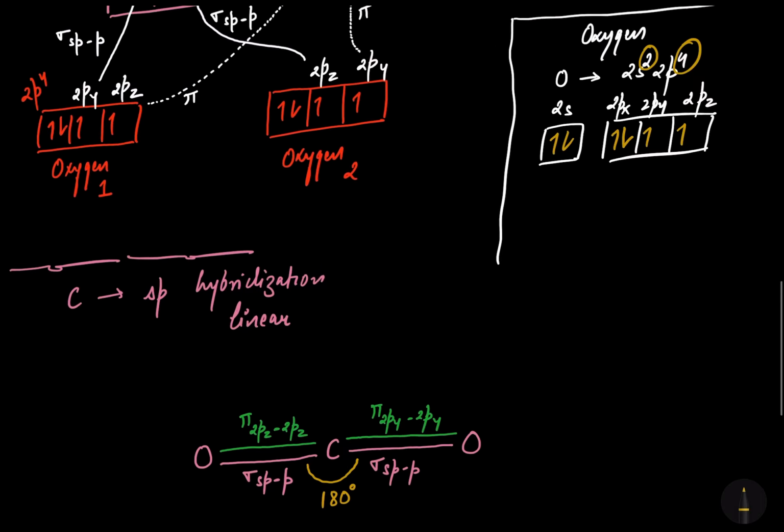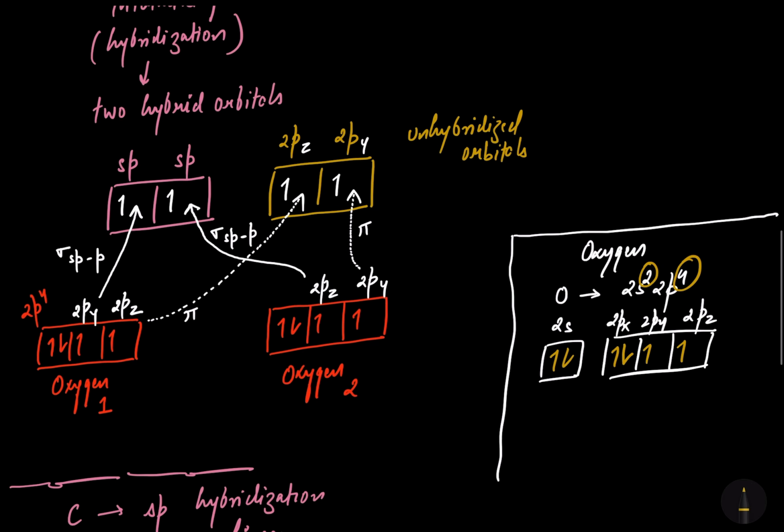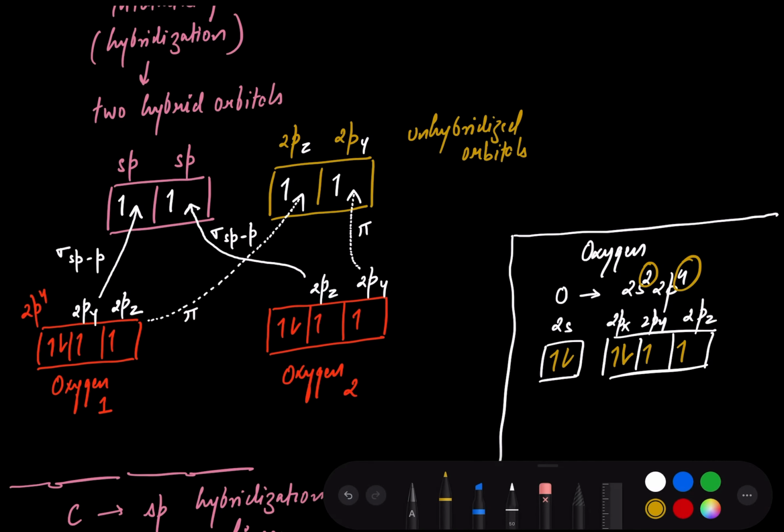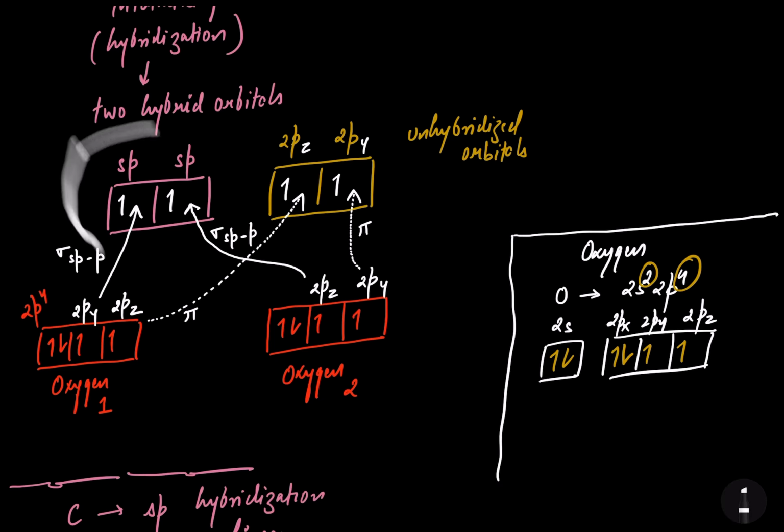So I hope you got the point that here the sp orbitals, the hybrid orbitals, are not forming pi bonds, they are just forming sigma bonds. That I have told you earlier also, that hybrid orbitals will never form the pi bonds, they will only form the sigma bonds, and the pi bonds will be formed by unhybridized orbitals of the carbon with the orbitals of the oxygen which are on the same axis.